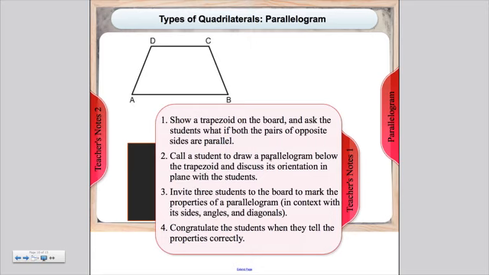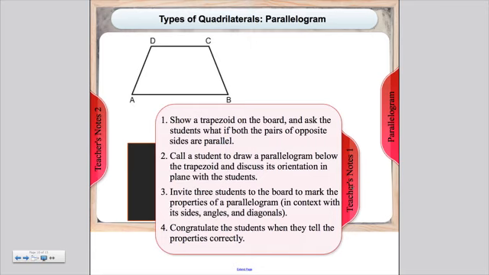Okay, now go to a whiteboard and draw a parallelogram below the trapezoid above, and talk about where it would be in the plane together as a class. Unpause the video when you're done. Okay, now 3 more students should go to the board and mark the properties of a parallelogram that you have learned over the last few days, with sides, angles, and diagonals marked. Unpause the video when you're done.